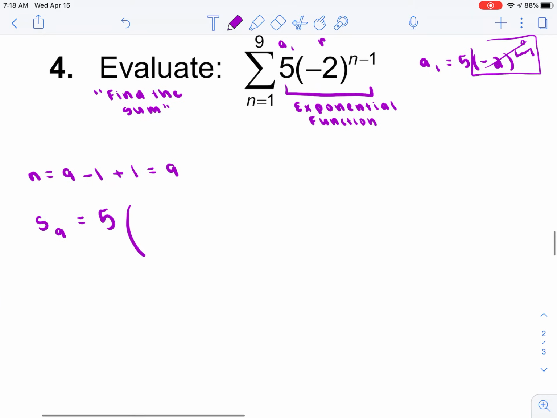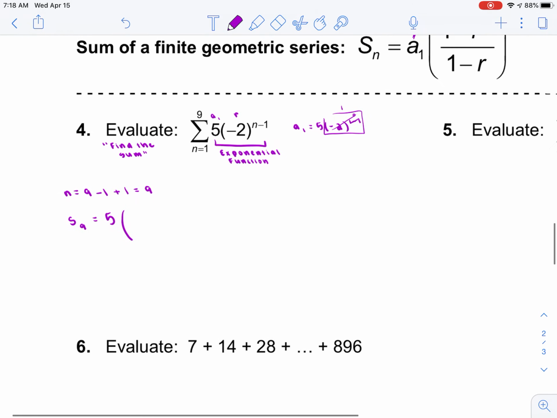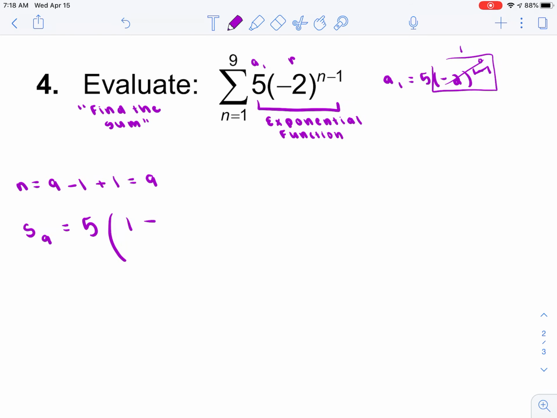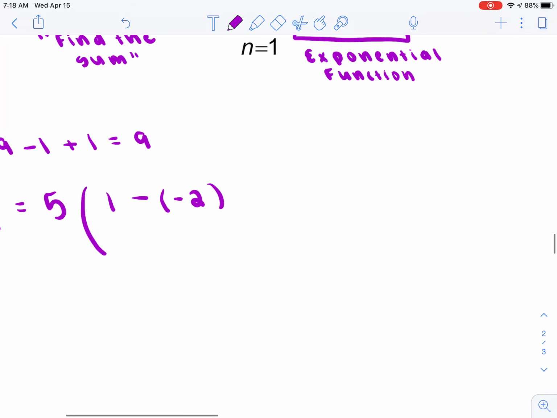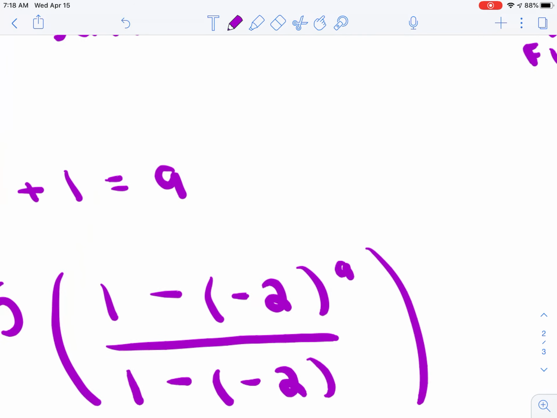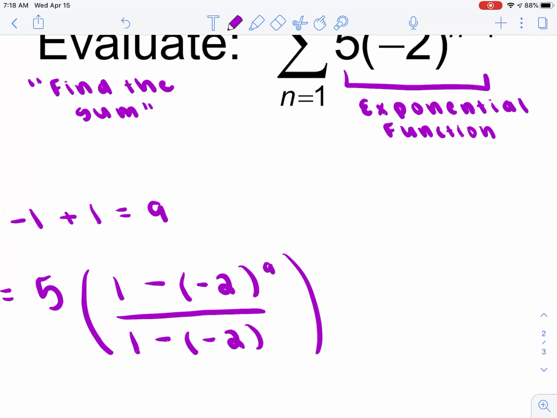Now, in the parentheses, you're going to put in 1 minus r to the nth power. So 1 minus, note your ratio value is negative 2. So I'm going to put that in parentheses, negative 2, and then the n value here we said was this value of 9, all over 1 minus the r value. Now, be careful. Sometimes I see people try to simplify this, and when they try to simplify this, they make a giant plus sign in the top because they see 1 minus a negative. But remember, the rules of exponents come first.